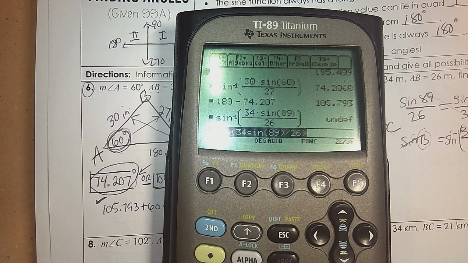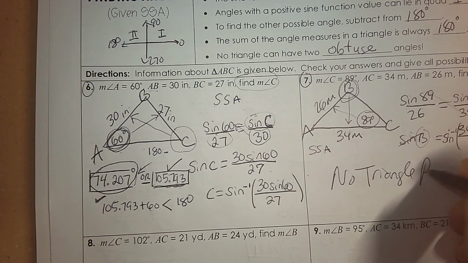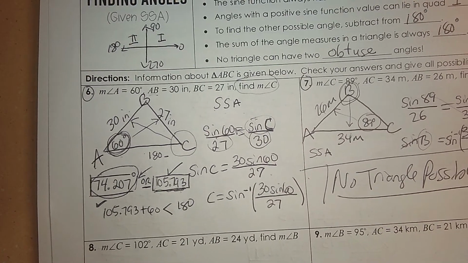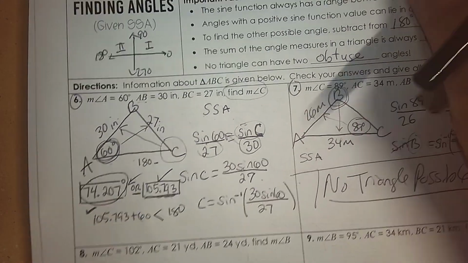And then it still said what? Undefined. With the information given, there is no triangle possible. So we did all the work correct, but when we try to calculate the angle, there is no answer, right? Possible? It was undefined. No triangle. Oh, there's still more work ahead. Number 8.